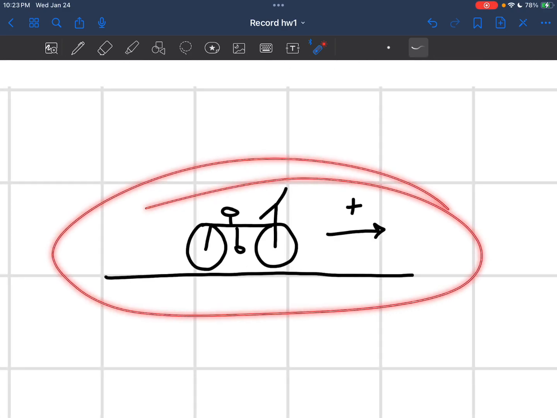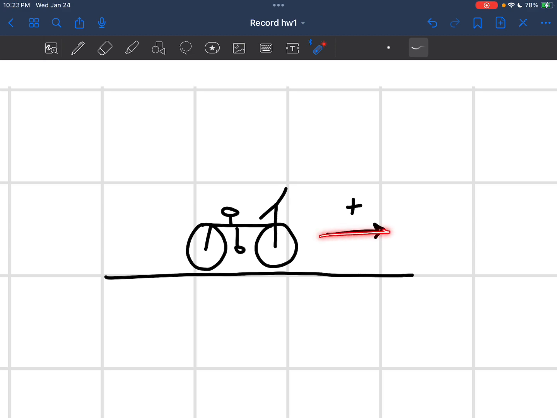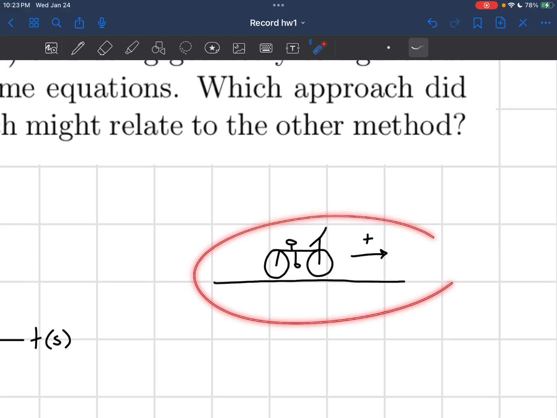Now I decided ahead of time that I was going to say that the bike moving forward is in the positive direction. But again, you can say that the bike moving backwards is in the positive direction. Doesn't matter as long as you keep it consistent. And in this one, just in my brain, it makes sense to say positive is forward.